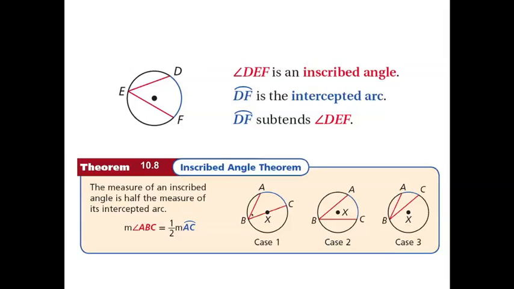This inscribed angle, the one where the vertex is actually on the circle, so angle B in all 3 of these cases, is going to be half of the intercepted arc, which is arc AC, the blue arc in all 3 cases. So whatever arc AC measures, angle ABC, the inscribed angle, will be half of that.